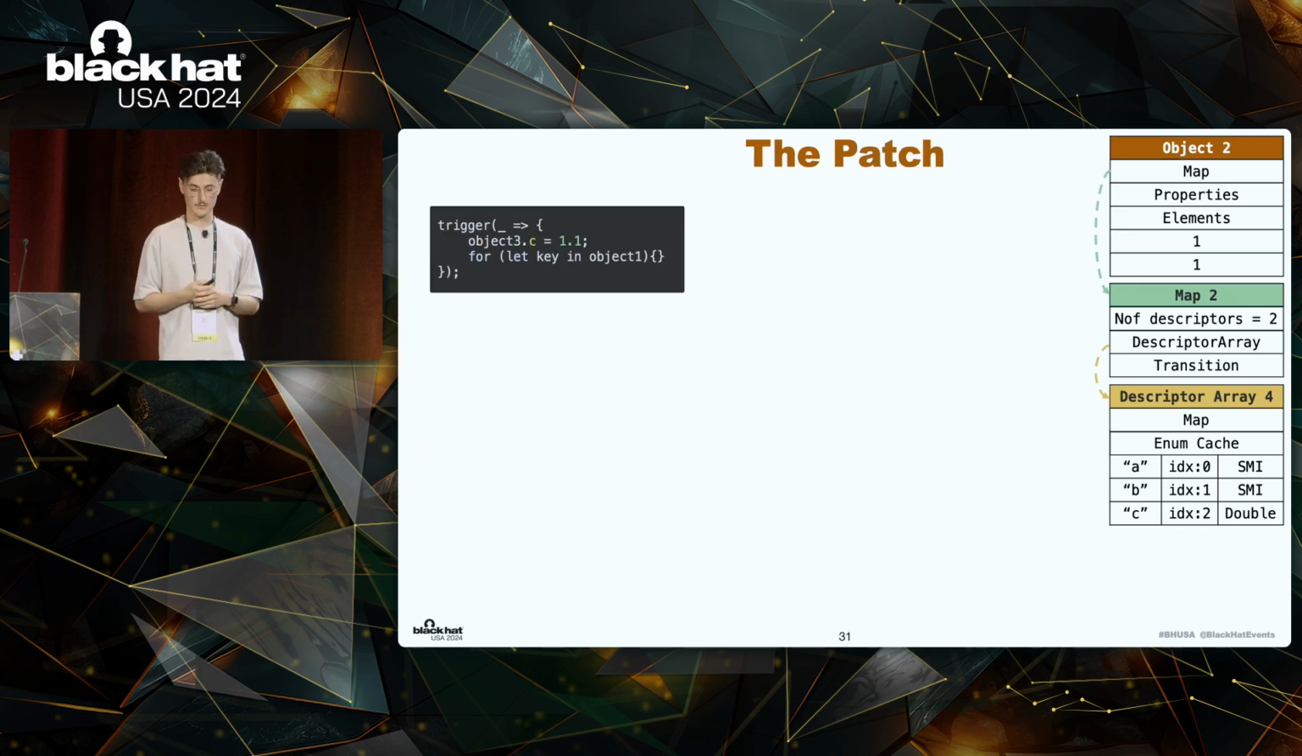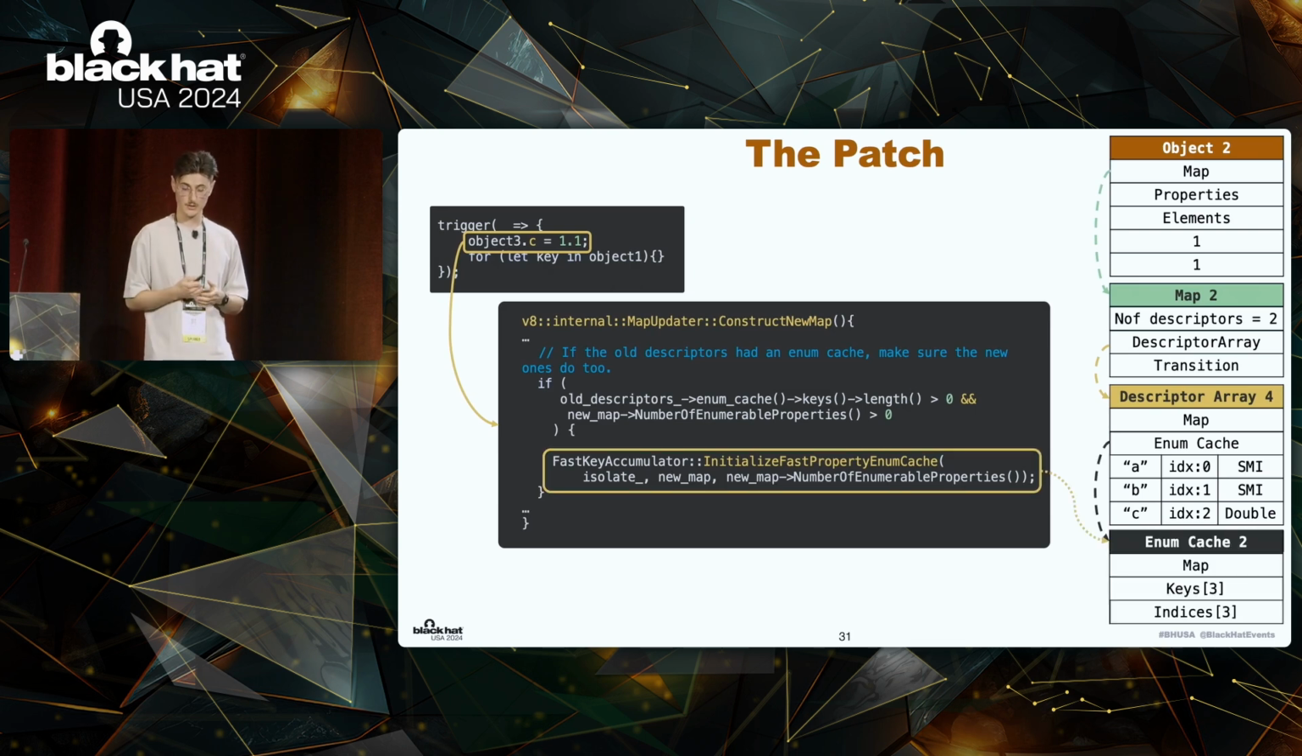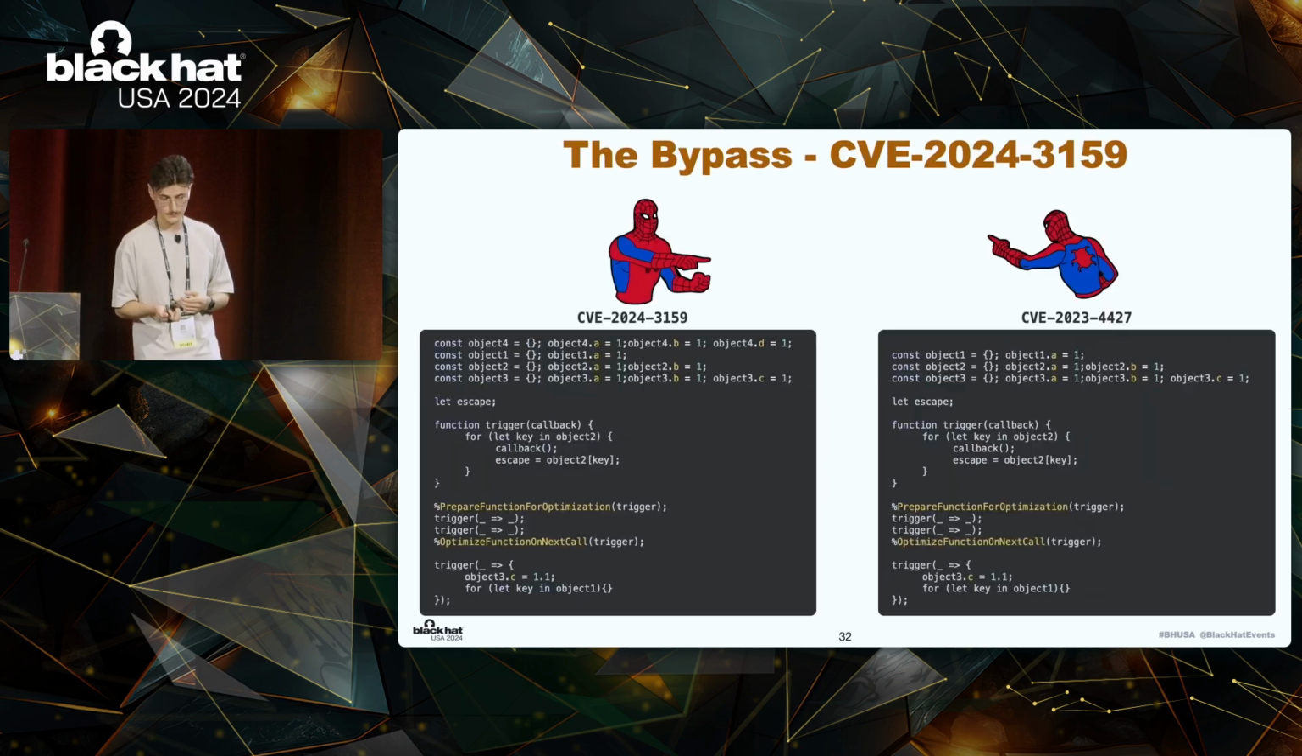Now, the patch for that vulnerability happens when we update the map of object 3, where a new check is added that checks if the object 3 old descriptor had an enum cache, or if the new map of object 3 has some enumerable properties. This was the case, so we're going to go into that if statement and initialize a new cache, but based on object 3 this time. So the size of the indices array would be 3, which will avoid the out of bound from happening.